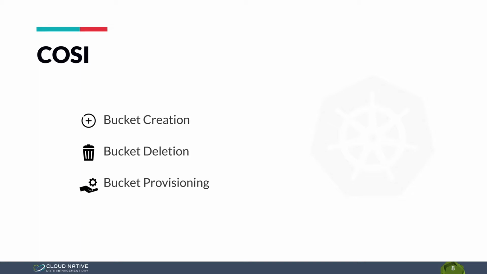There are a few things to notice here in this list. One is all operations are around buckets. What COSI does is it manages the life cycle of buckets itself, creation, management, deletion of it. It does not get into the data path. It does not get into the creation of objects, none of that. The second thing to note here, creation and deletion are easy to understand, they're straightforward.